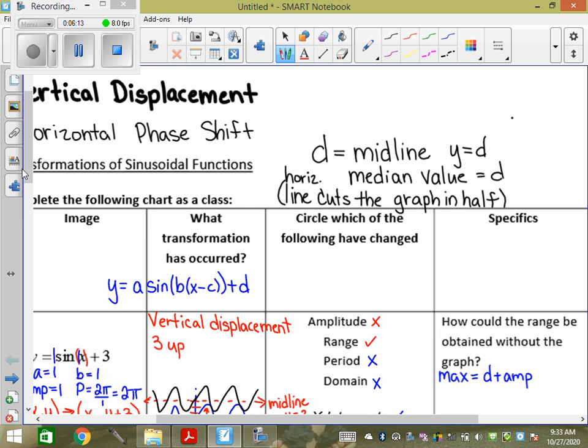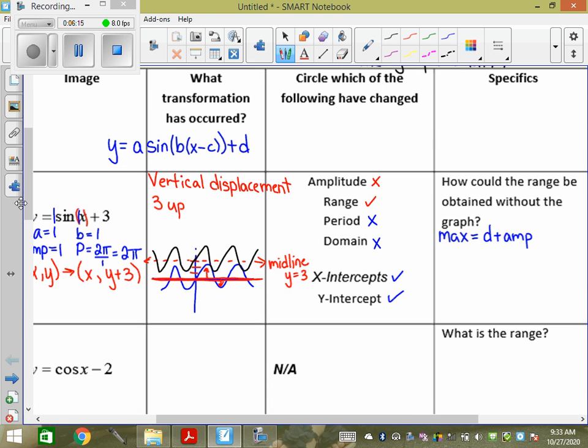So the line that cuts my graph in half in this one is 3. And then I have an amplitude of 1, correct? So if I start at that middle line and I add 1 to it, I'm going to get 4. So if I start at the middle line of my graph and I add my amplitude, which is half the distance, right? I'm going to get myself to 4.